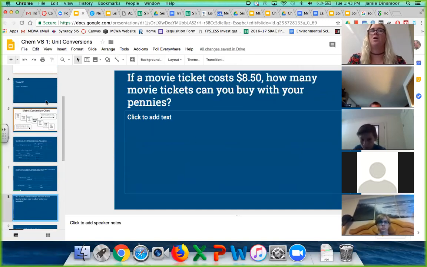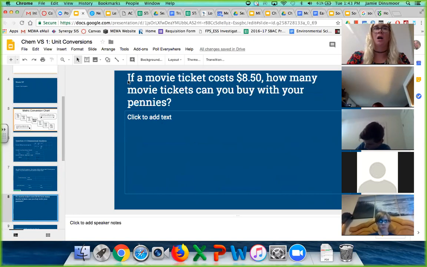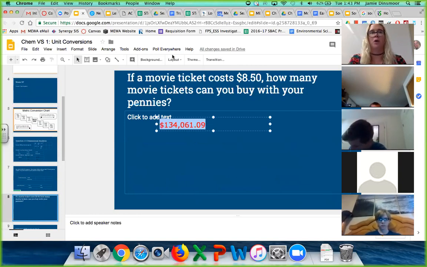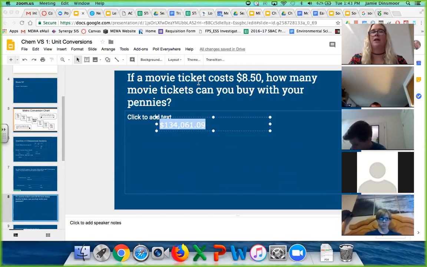Okay, so if a movie ticket costs $8.50, how many movie tickets can you buy with your pennies? So remember that dollar amount that we got in the previous question was 134,061.09. That was our dollar amount that we figured out before. So knowing that, how many movie tickets can we buy? Well, let's set this up together.